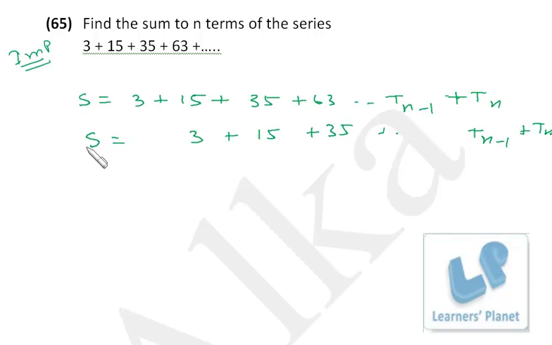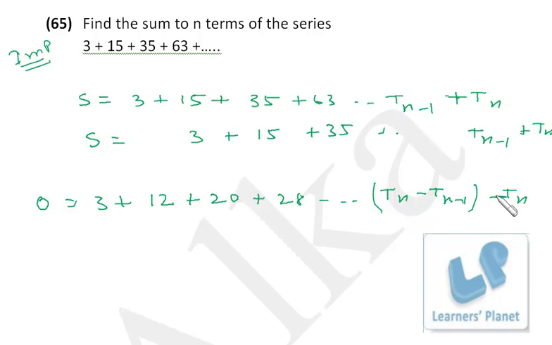Okay, now I deduct this from this. So S minus S is 0, equal to 3 plus 12 plus (35 minus 15 is) 20 plus 28. Then whatever term is there will also be deducted, so then tn minus 1 and minus tn. Now the next step, see, we're starting from 3 and going till here, right? 3 minus 0 is 3, 15 minus 3 is 12, and up to tn.